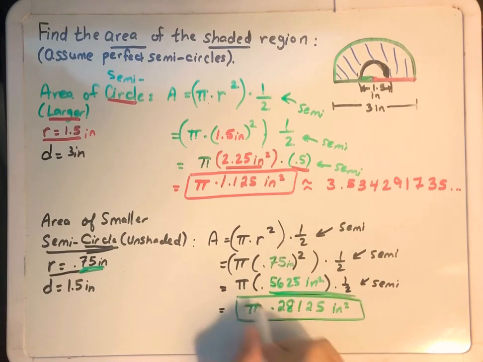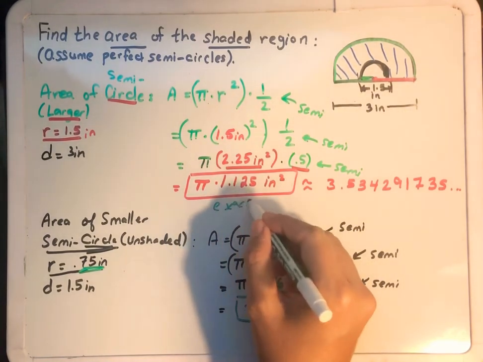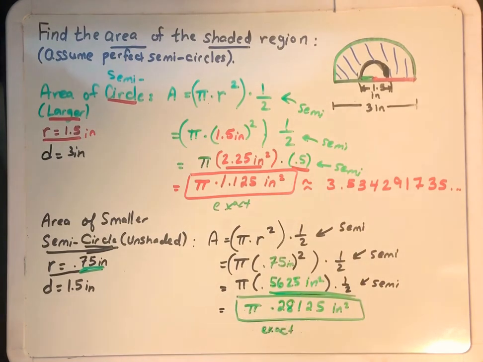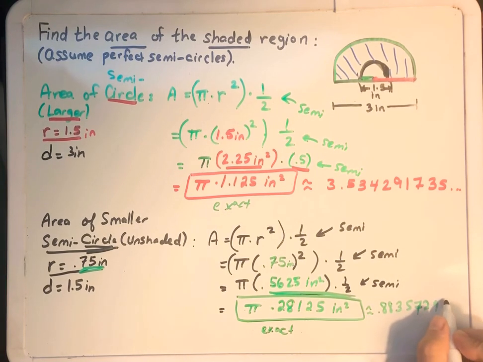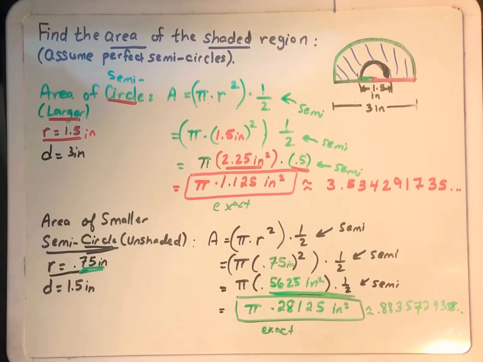This is technically the exact answer. These two answers are called exact answers before you approximate anything. So we have the exact answers for the smaller and the larger semicircle areas. But if I want to find the approximate area, I can multiply 0.28125 times the pi button in my calculator, or approximately 3.14 if I was using that. So times pi. And now I'm getting 0.8835729338, and it continues on from there, 22129, etc. This is called the approximate answer.